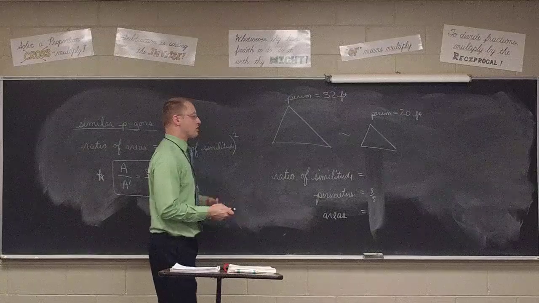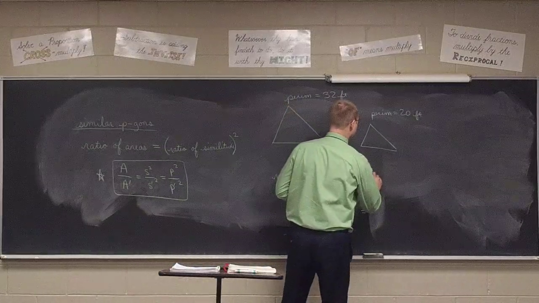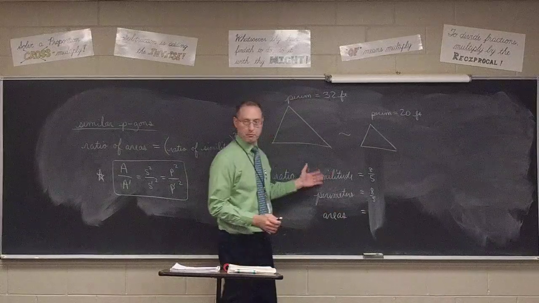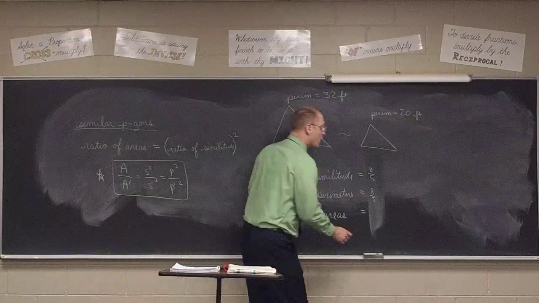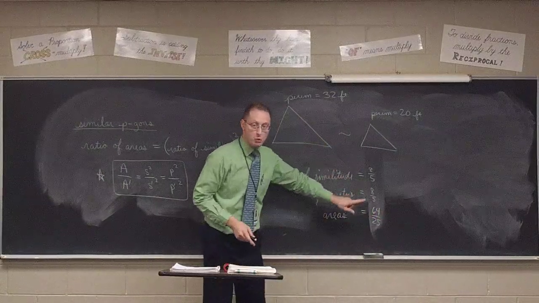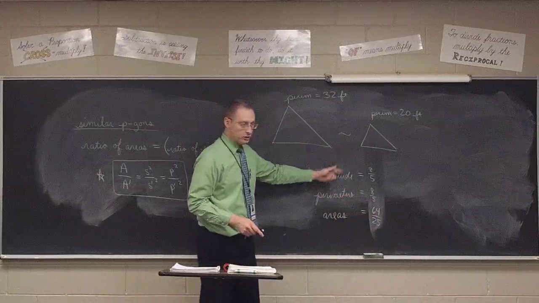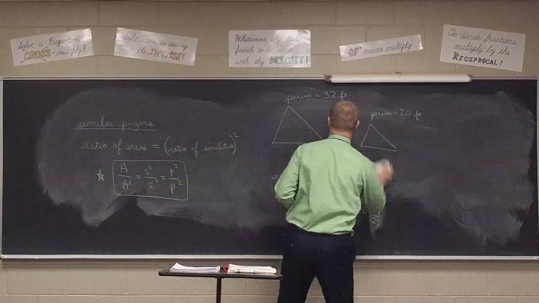Class, what's the ratio of similitude? 8 to 5, because the ratio of similitude is the same thing as the ratio of perimeters. What's the ratio of their areas, class? 64 to 25. Good, 64 to 25. It is the square of the ratio of similitude and perimeters. Does that make sense? Are we seeing the relationship? Let's do one more, and then we'll go to some word problems.